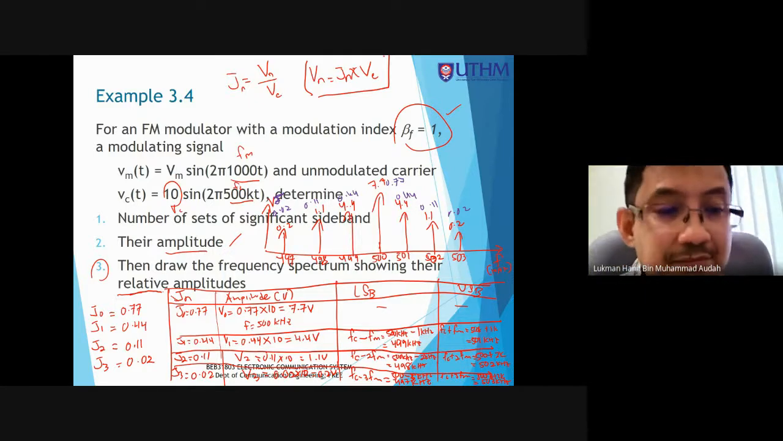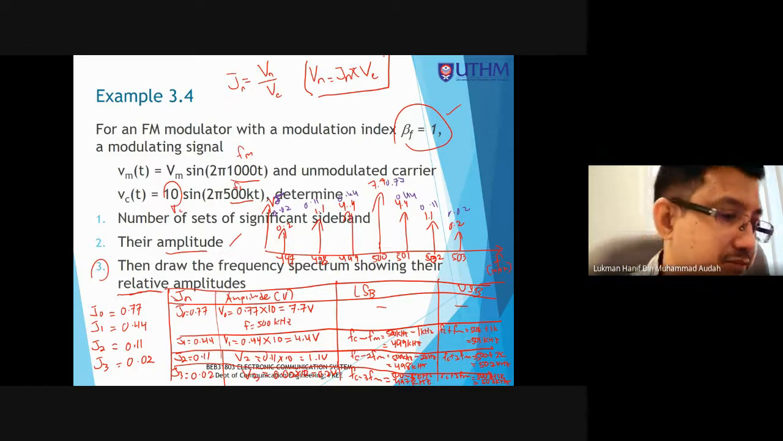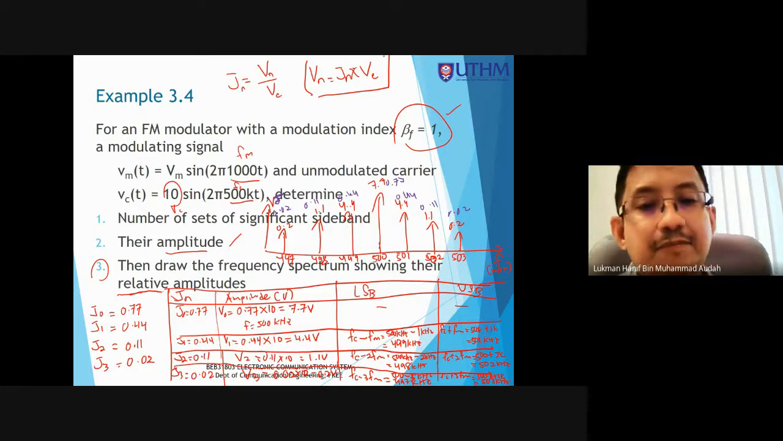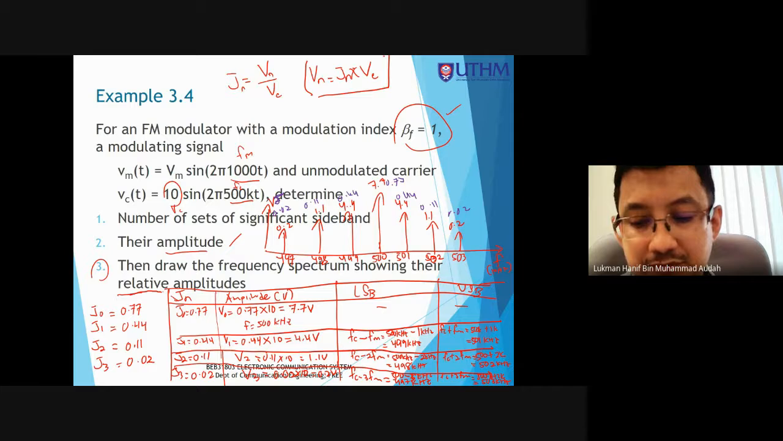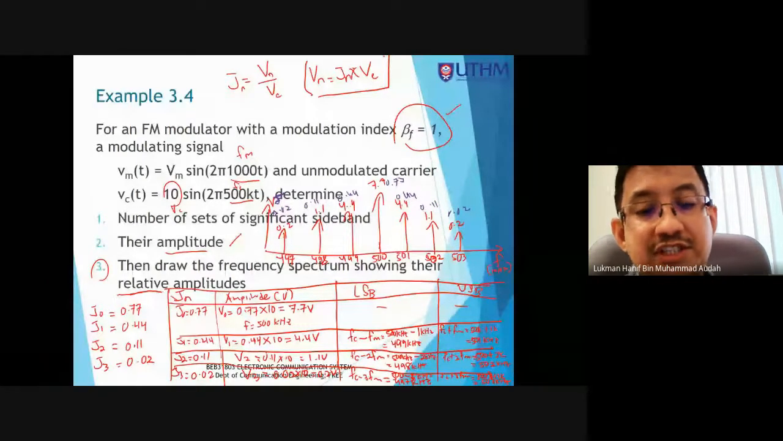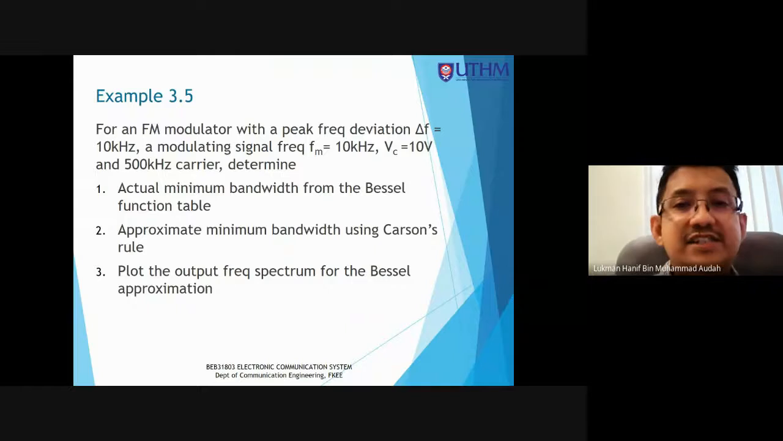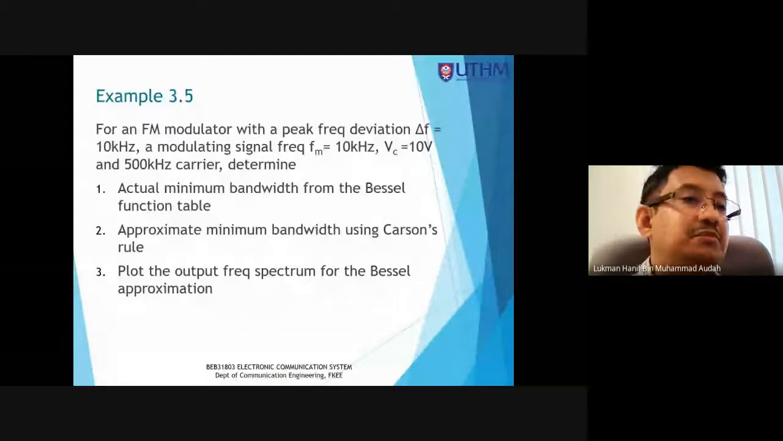Ada soalan nak tanya? Do you have question to ask about this? Siapa tak faham boleh tanya soalan. If you understand, we can move to the next example. Okay, tak ada soalan. So saya harap kamu boleh faham. Kalau ada soalan terus tanya saya. This is a simple example. Ini soalan yang mudah. Okay. Next example. So if you understand this, I will move to the next example.